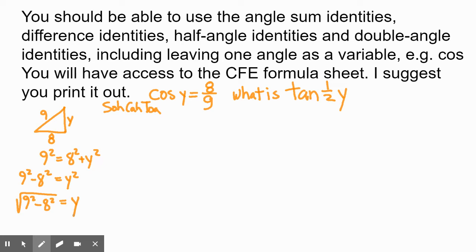All right, so now I have to get my calculator out to do that. So 9 squared minus 8 squared is 17. That's horrible, isn't it? 9 squared minus 8 squared is 17. So y is the square root of 17.